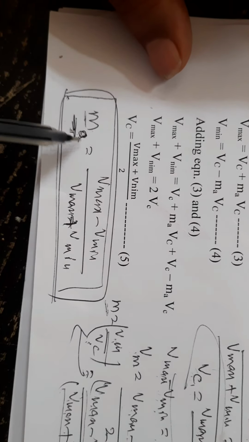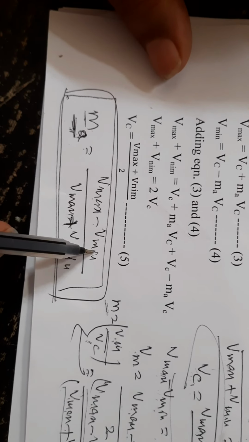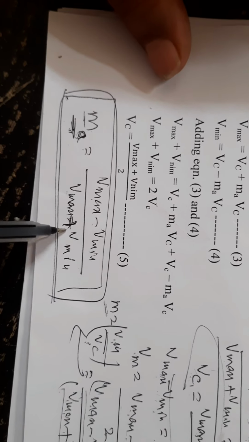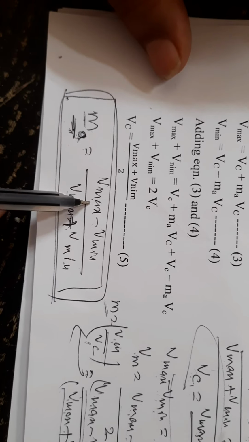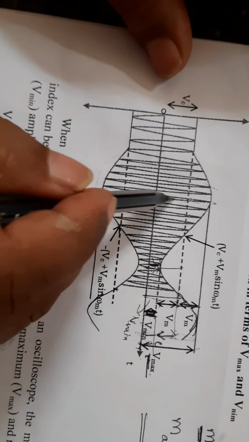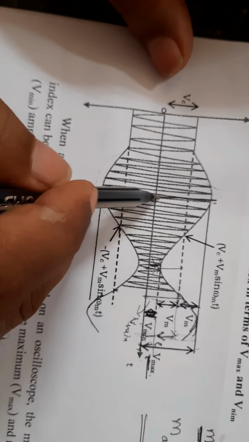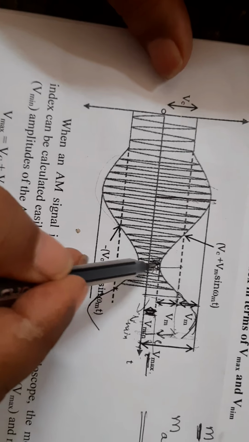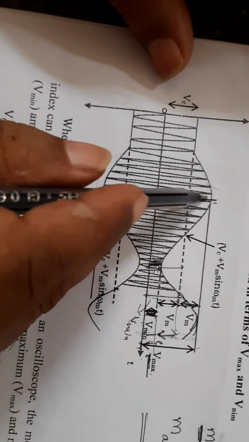That is, Ma equals V maximum minus V minimum over V maximum plus V minimum. So V maximum and V minimum are the amplitude variations of the modulated signal. This is the maximum amplitude variation and this is the minimum amplitude variation. This minus this divided by this plus this is the modulation index.